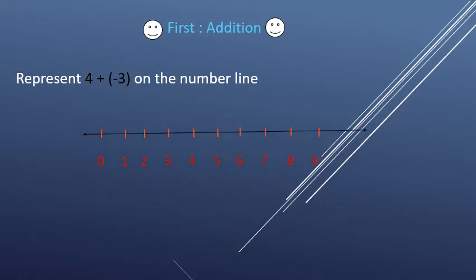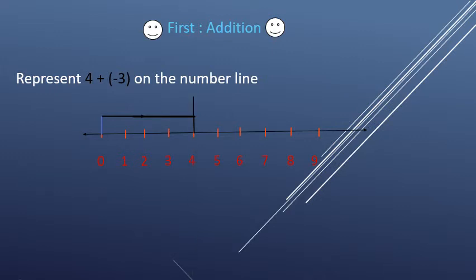Draw the number line. We have the numbers from 0 to 9. First, the number is 4. Then we start from 0 and move in the positive direction and count 4 units. We get to the number 4. Plus negative 3, and from 4, move in the negative direction 3 units.